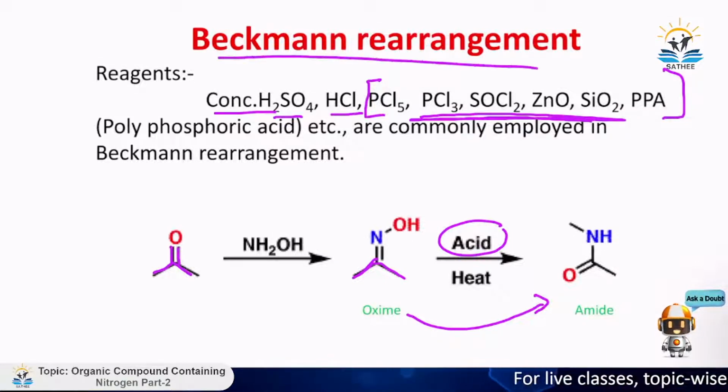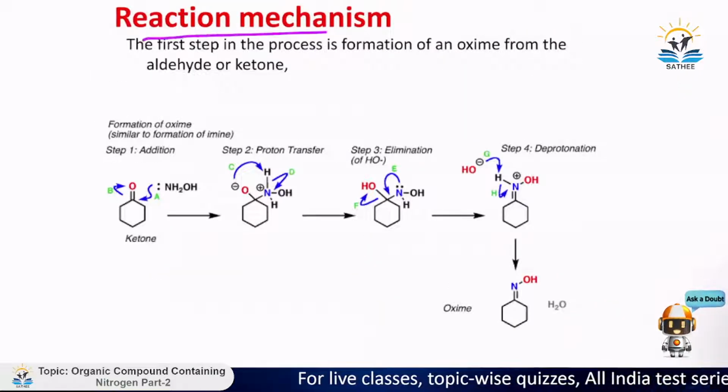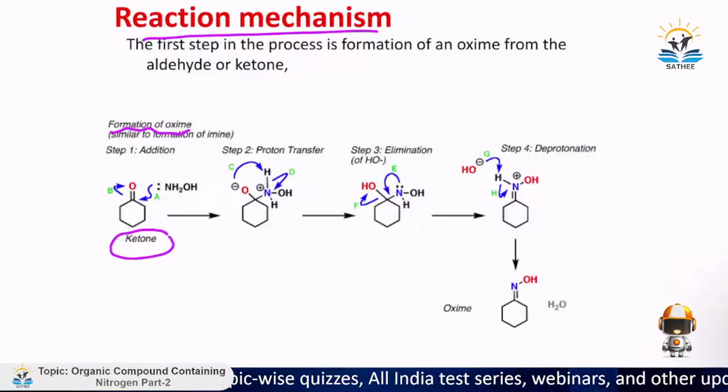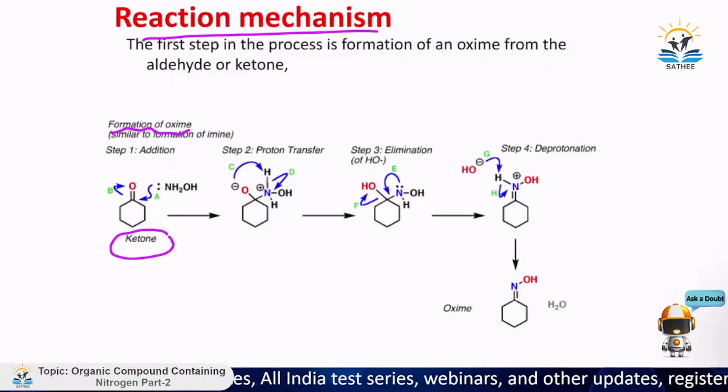We have to identify the Beckmann rearrangement in the questions in our exams. That is what the examiner wants from us. So what happens in the reaction mechanism? Firstly, the formation of oximes occurs. This is a ketone. We have NH2OH. It goes and attacks, and this O gets negative charge. Then elimination of OH minus happens.